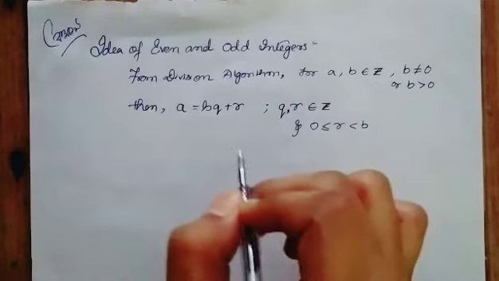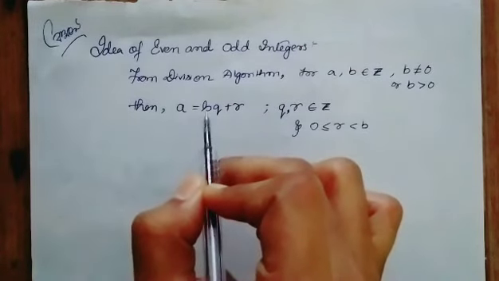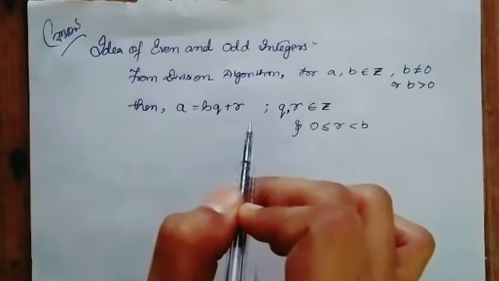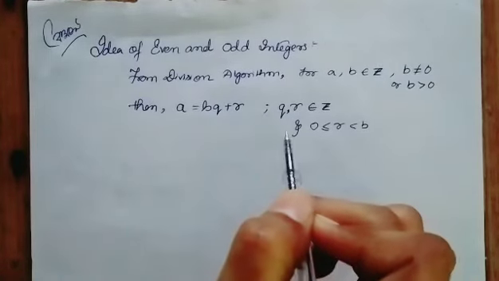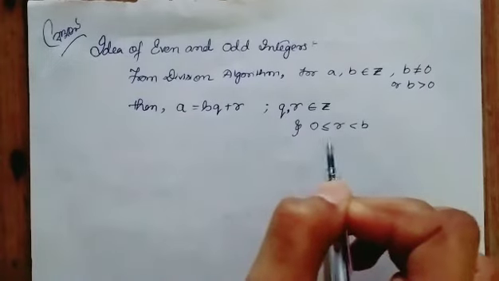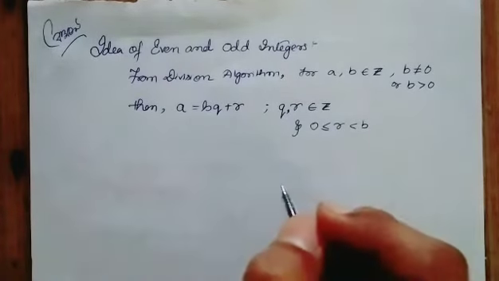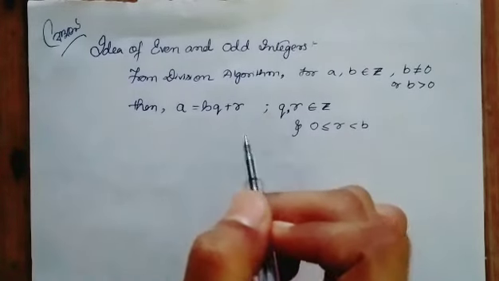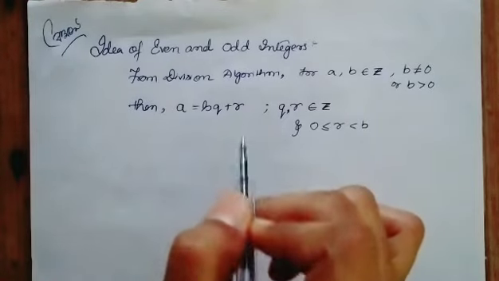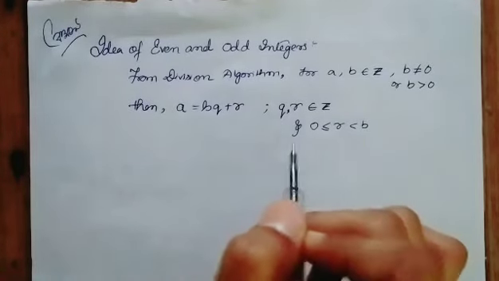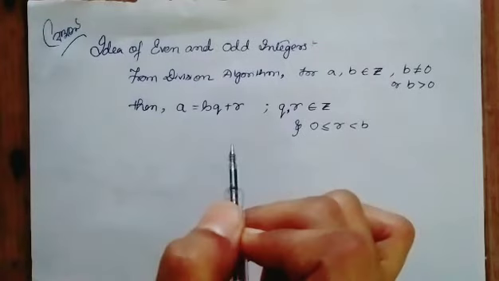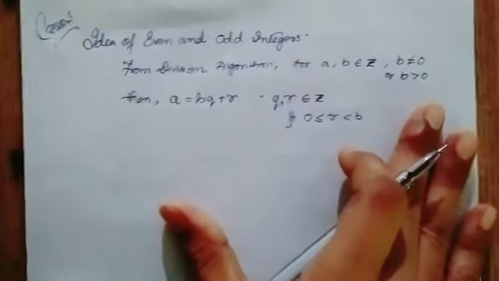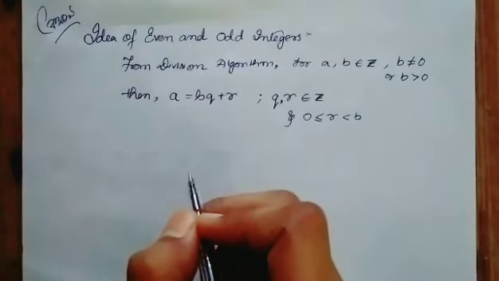So if b completely divides a, that is, a is completely divisible by b, then the remainder will be 0. And if it is not completely divisible by b, then we will get a remainder, and the remainder will always be less than the divisor. So this was the first theorem. Now from the first theorem we will obtain the idea of even and odd integers.